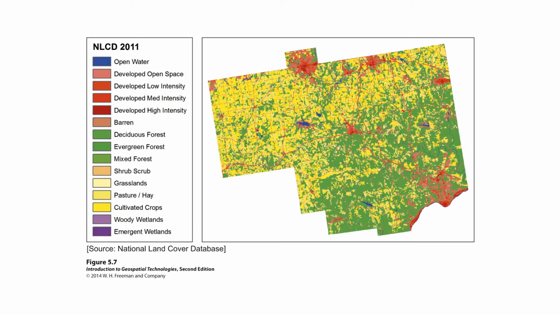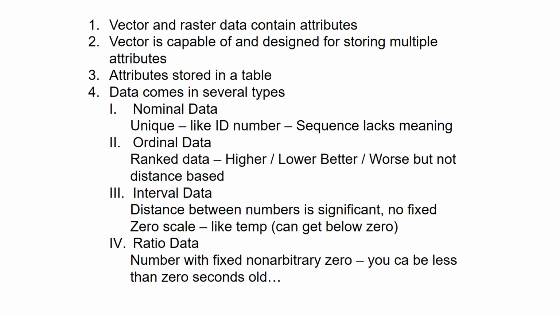Here's a nice example of the National Land Cover data set where every cell of this area has been identified as one of these types of land classifications. Both vector and raster contain attributes. Vectors are capable of and designed for storing many attributes. Attributes are stored in tables, and your data comes in several types: nominal, ordinal, interval, ratio.